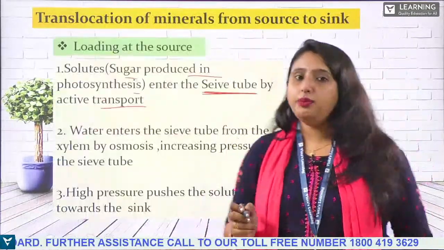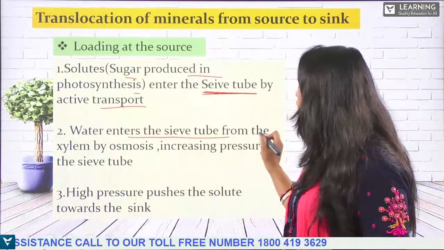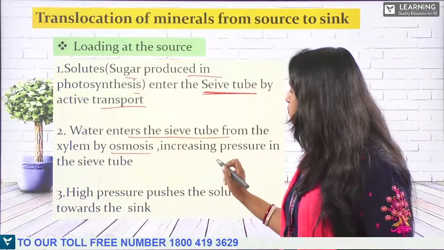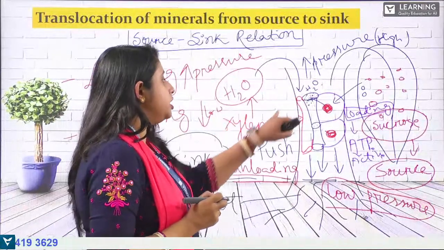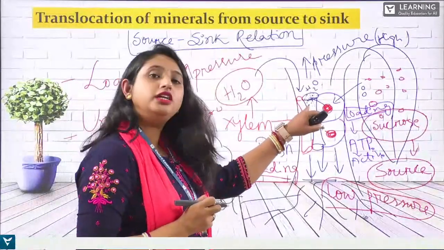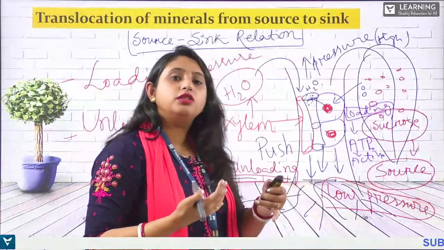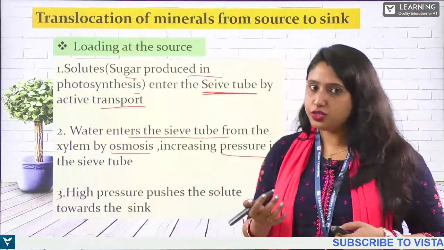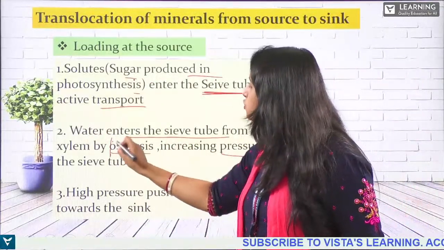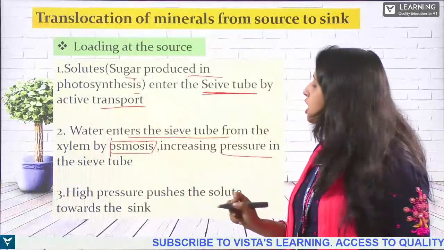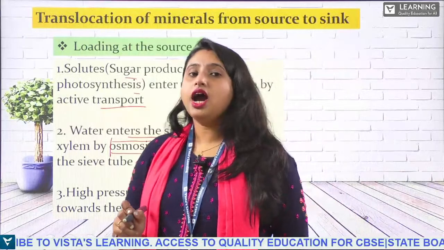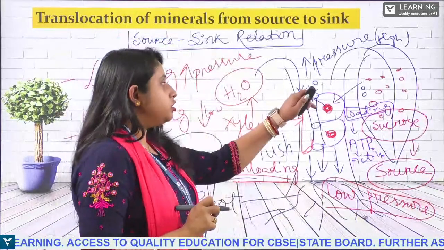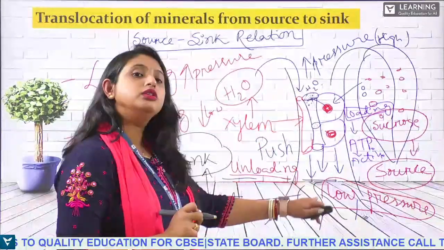Then what happens? Then water enters into the sieve tube from the xylem by osmosis, increasing the pressure in the sieve tube. So here you can see water is again coming from the xylem and entering the sieve tube, and because of this, what happens? High pressure develops, isn't it? Yes, high pressure pushes the solute towards the sink. Okay, so as the high pressure develops, because of this high pressure, it will move towards the sink.